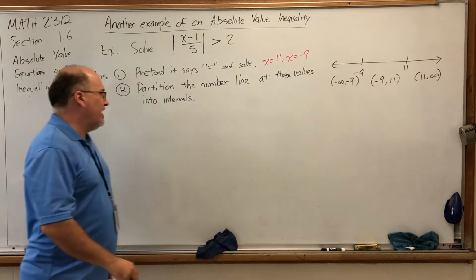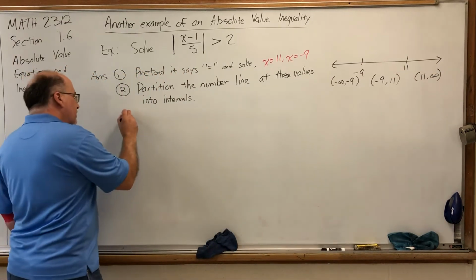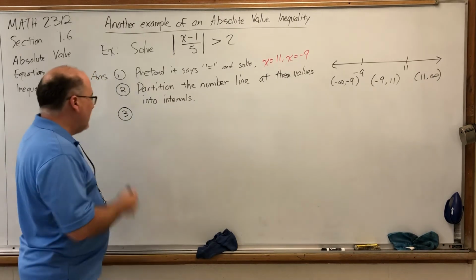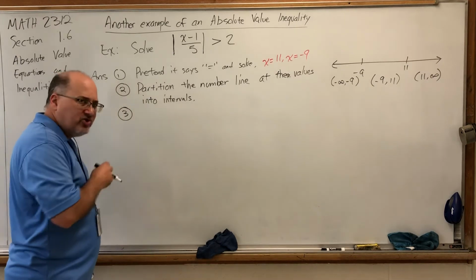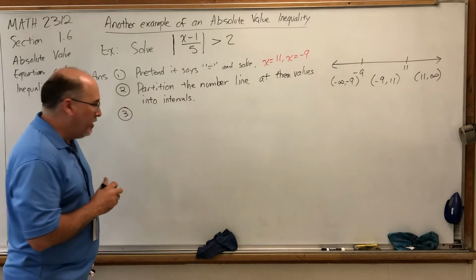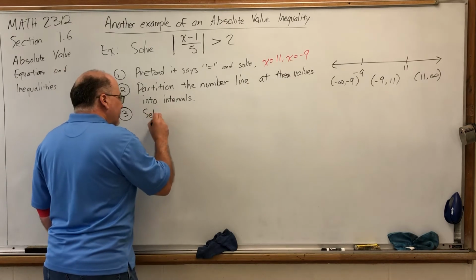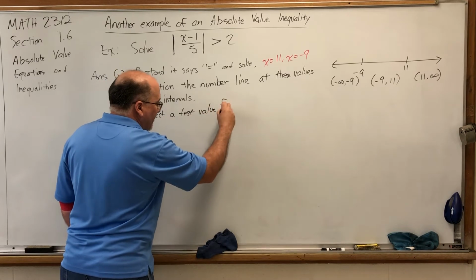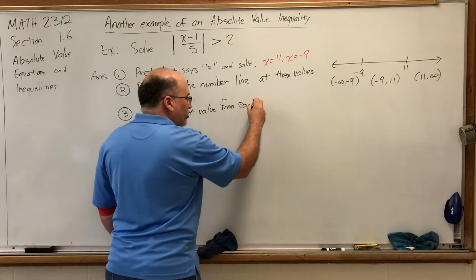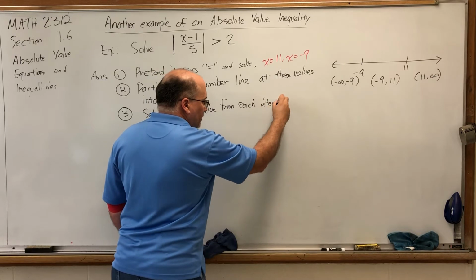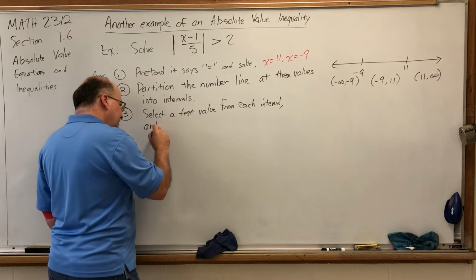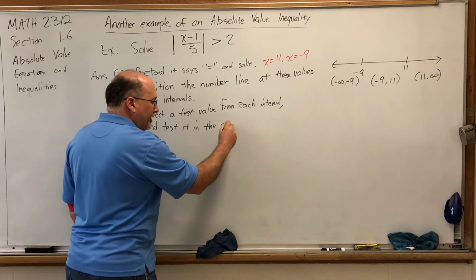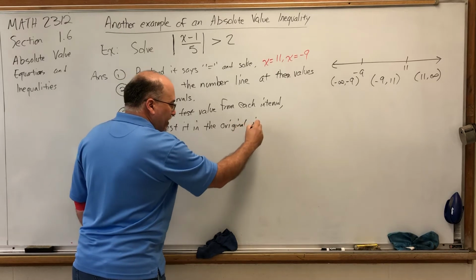So I partition the number line at these values into intervals, at which point we're going to test each interval using a value from each interval. I can't quite remember how I worded this last time, so here's how I'm going to word it now. Select a test value from each interval, and test it in the original inequality.